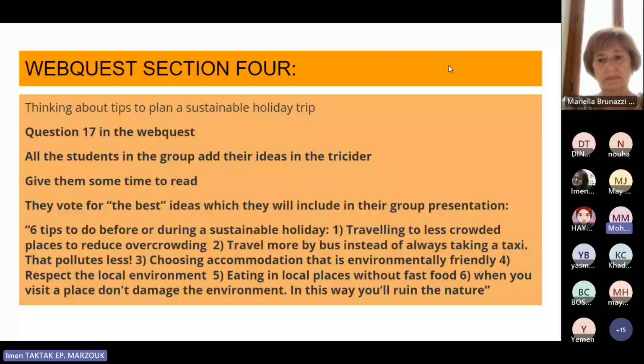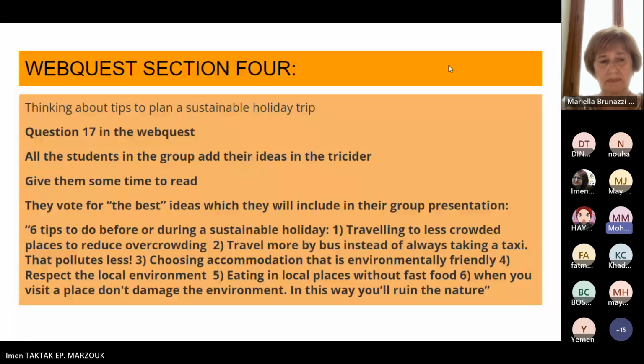So we are thinking about tips to plan a sustainable holiday trip. Question number 17 in the Webquest. All the students in the group add their ideas in the Tricider. Give them some time to read. They vote for the best ideas, which they will include in their group presentation.